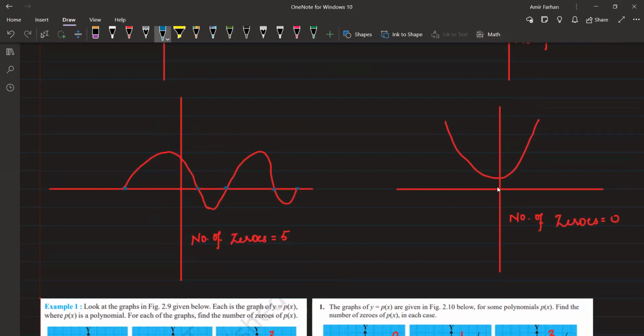Next, now tell me, is this graph touching the x-axis or not? No, sir, it's not touching. It's not touching. So how many zeros will be there? 0. Very good. So it would be 0.